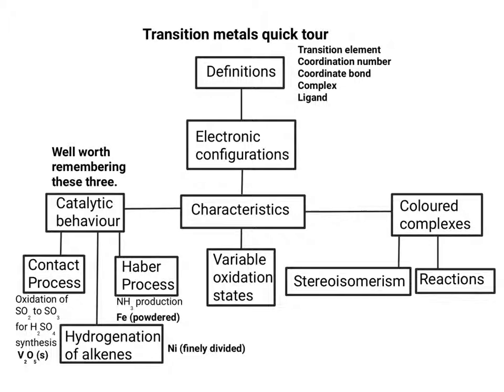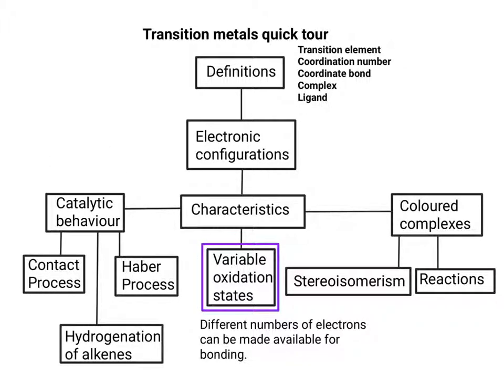So it's definitely worth maybe putting them on a flashcard and remembering them, because all three come up in the OCR specification. So with variable oxidation states, it's a similar story. Different numbers of electrons can be made available for bonding.